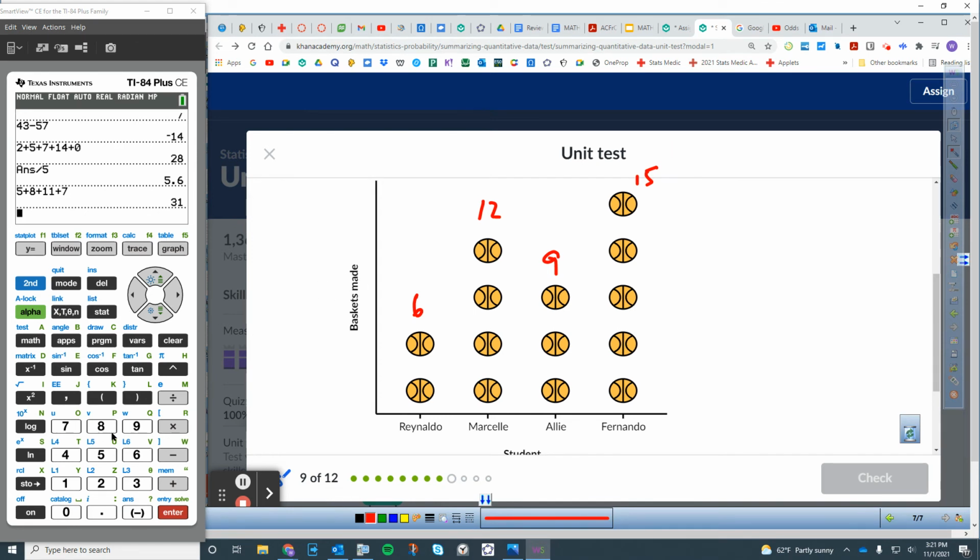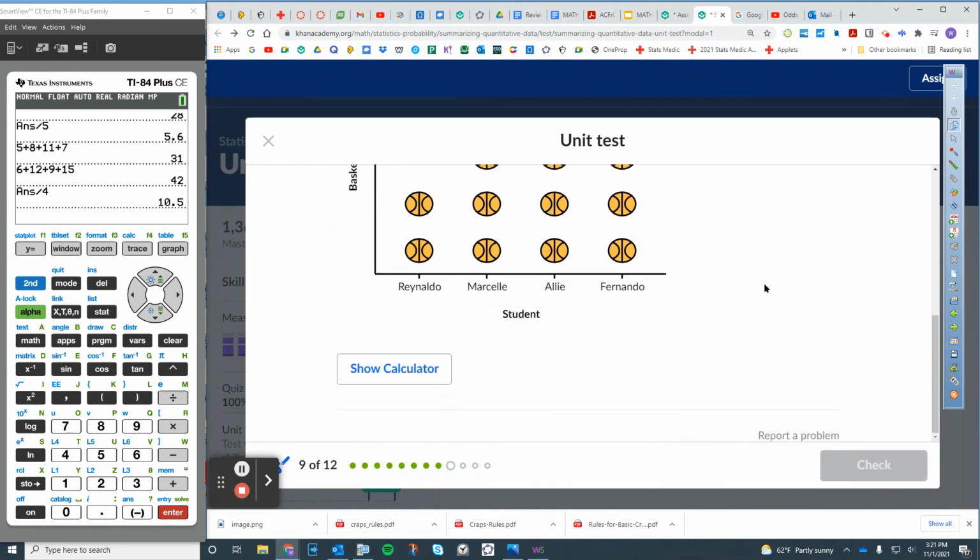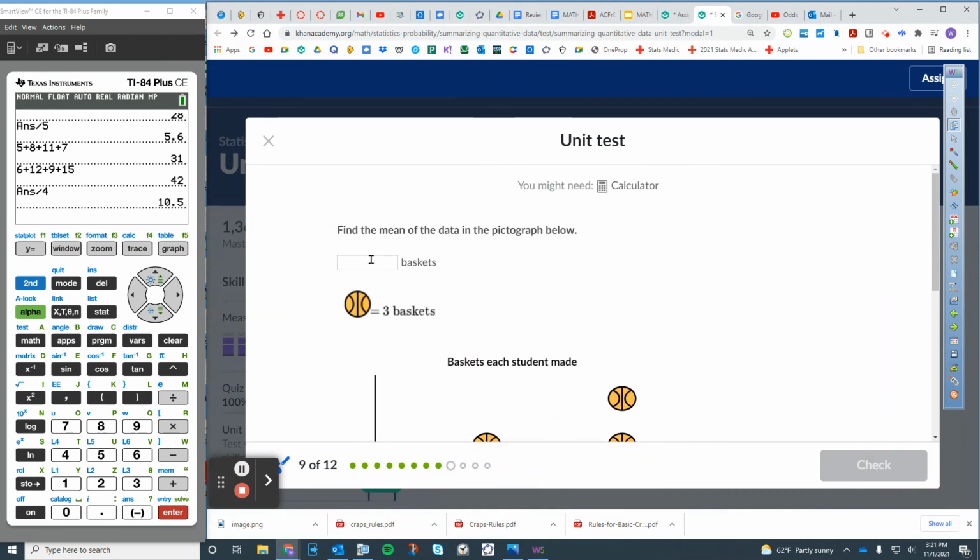So we can find the mean of this: 6 plus 12 plus 9 plus 15, and then divided by 4, the 4 people. So the mean is 10.5, right? The mean is 10.5.